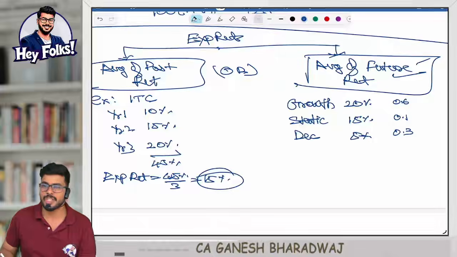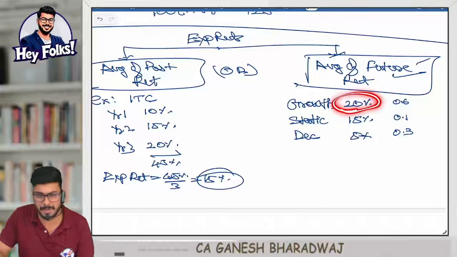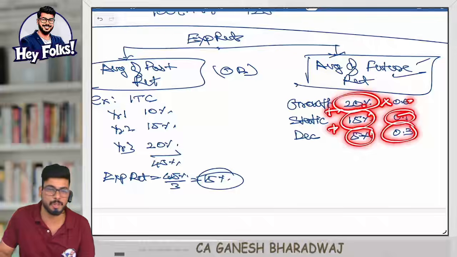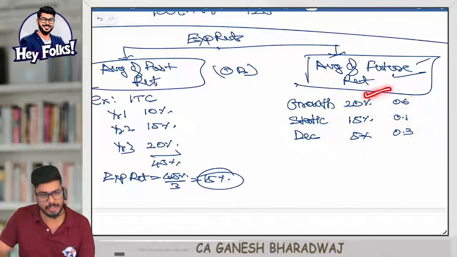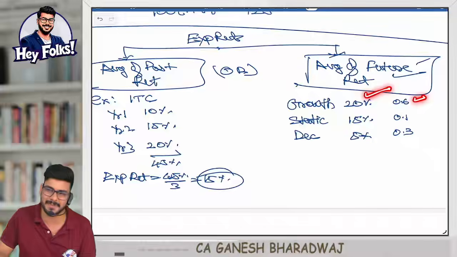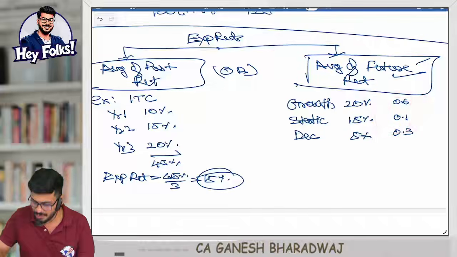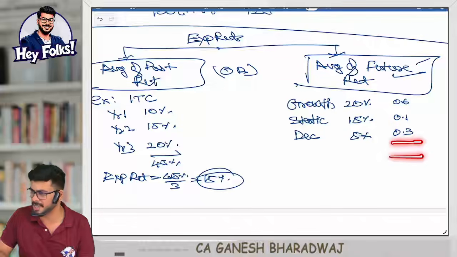Is this clear? So now what will be my expected return for the next year? I will say it's 20%, but the chance of this happening is only 60%. So 20 into 0.6 plus 15 into 0.1 plus 5 into 0.3. Next year, can you definitely expect 20%? No. The chances of you expecting this is only 0.6. So you multiply with the weights. This is nothing but a weighted average method. And the sum total of probability is always equal to 1.